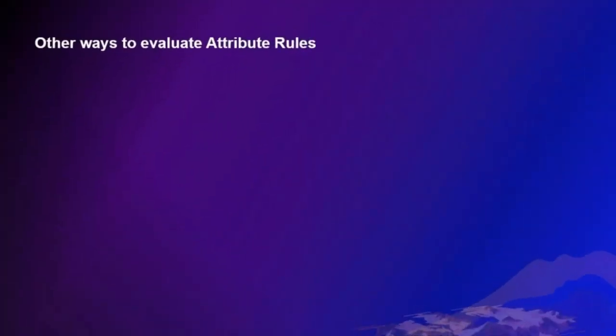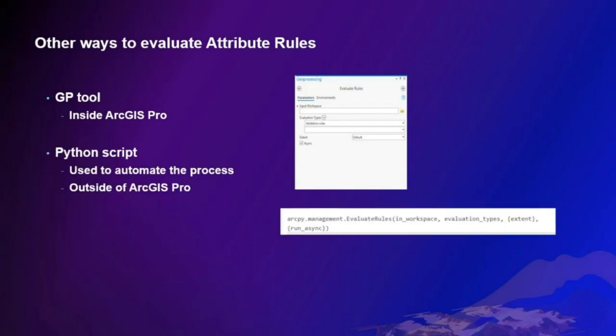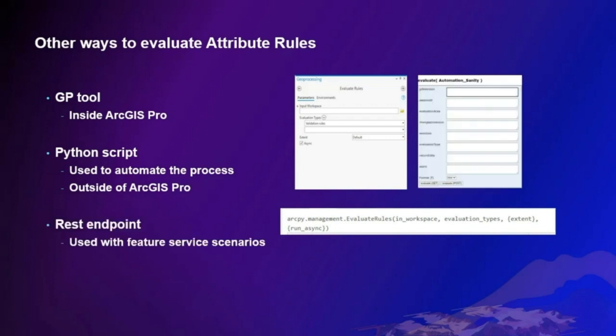Please note, there are other ways as well to execute validation rules. You can use the Evaluate Rules GP tool in ArcGIS Pro or use it in a script if you want to automate this action. If you're working with branch version feature services, then you can also use the Evaluate REST endpoint to execute validation rules.